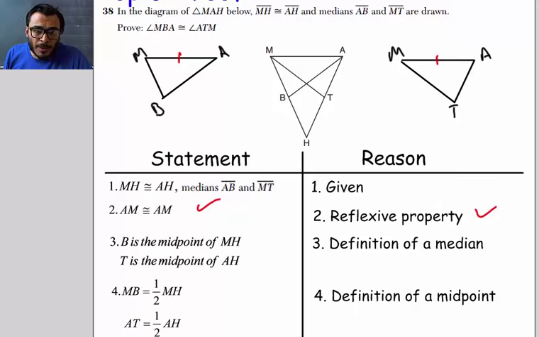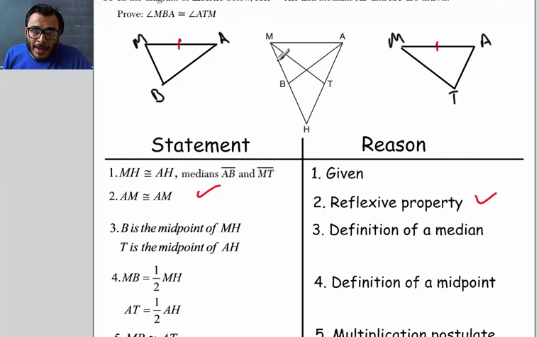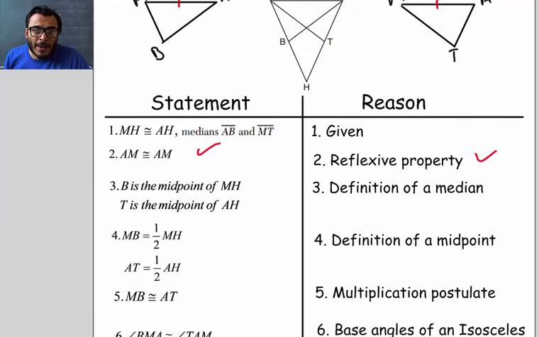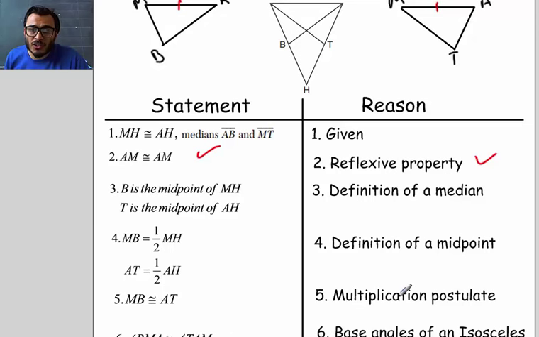Okay, now since B is a midpoint, we know that MB is half of MH. And since T is a midpoint, we know that AT is half of AH. If that doesn't make sense, just pause, rewind, and think about it for a second. All right, now we can say that MB is congruent to AT because of the multiplication postulate. You can actually Google that if you're not familiar with that. Regents Prep has something nice about it. So if you Google multiplication postulate, Regents Prep, you'll find something. I'm not going to go into detail here because I've covered that in class already.